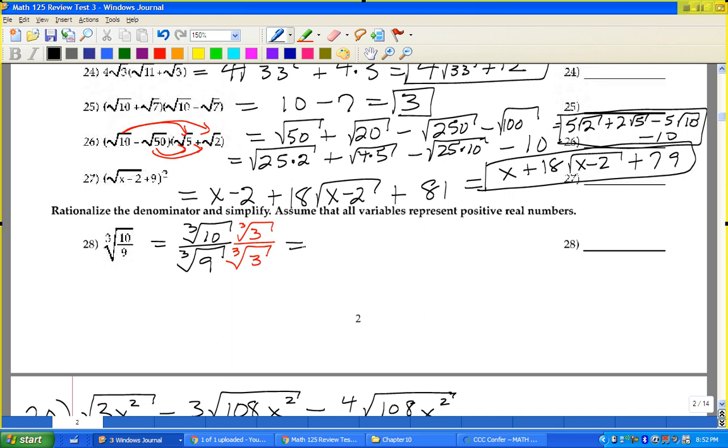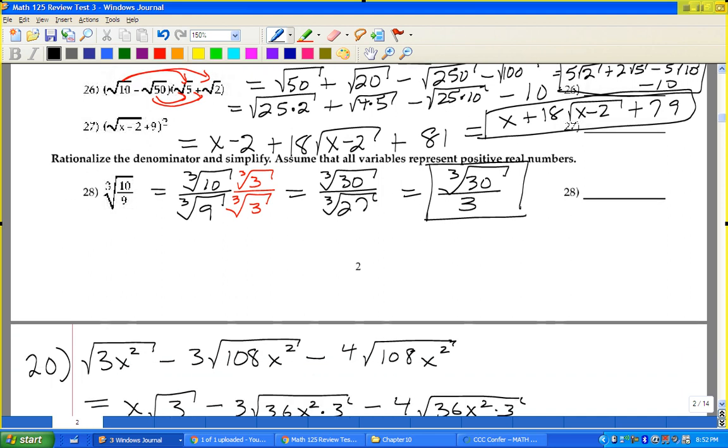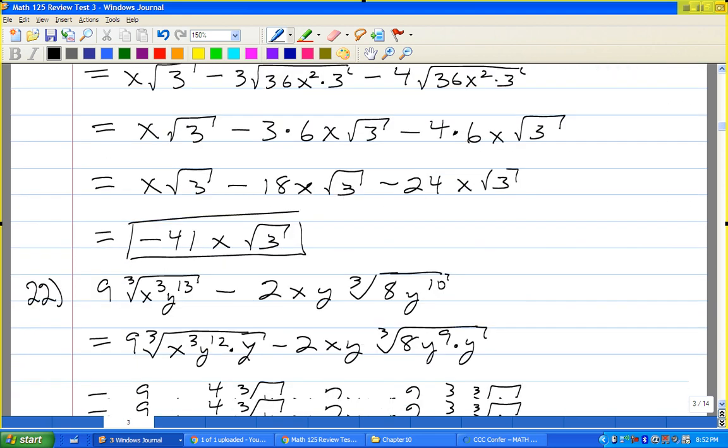And so 3 times 10 is 30. So this is rad 30 over rad 9 times 3 is 27. The cube root of 27 is 3. So I get rad 30 over 3. And again, I'm assuming, well, in the future, all variables are positive.